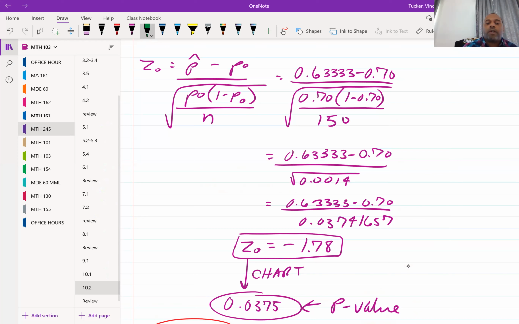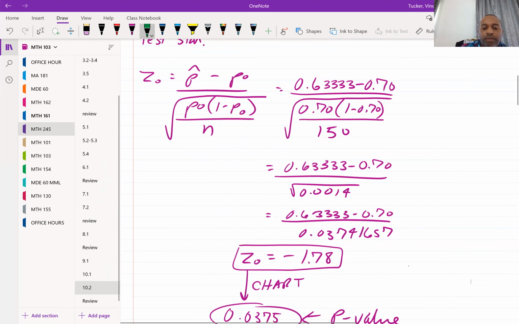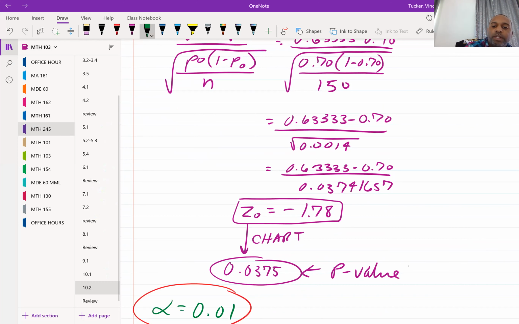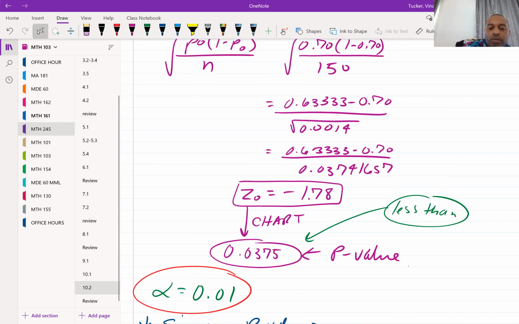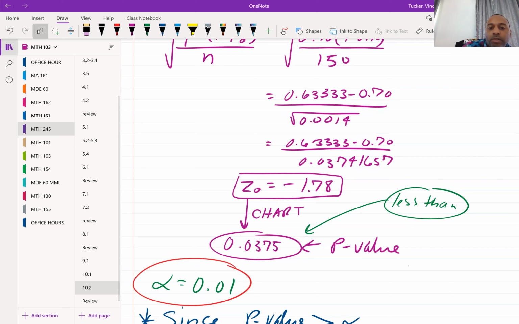All right, so you go to the chart, negative 1.78, and we were looking at less than. So remember, if it's less than, the chart value is what we need. If it's greater than, then we have to subtract that value from 1. And we have 0.01 as our alpha. They gave us that. So before I go back to those steps, is everybody okay with where we are so far?